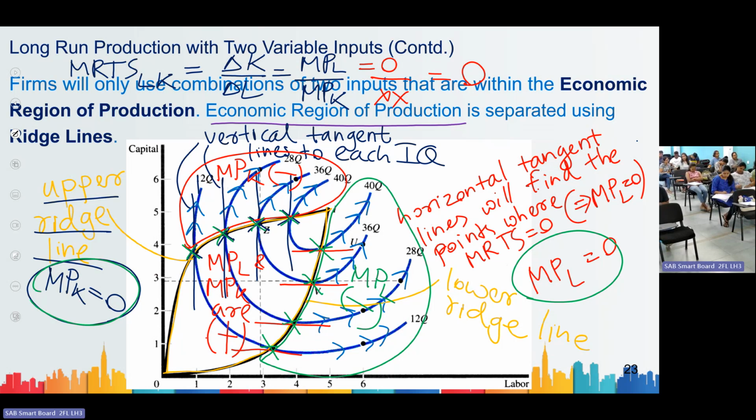Any questions about the economic region of production and how we separate it from the upward sloping portions of isoquants? And why positively sloped isoquants are not relevant to a production curve?